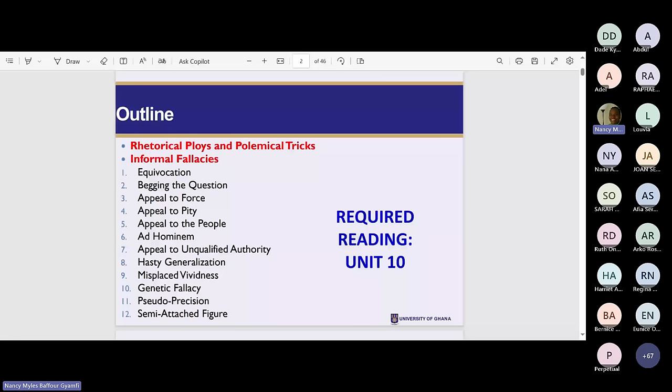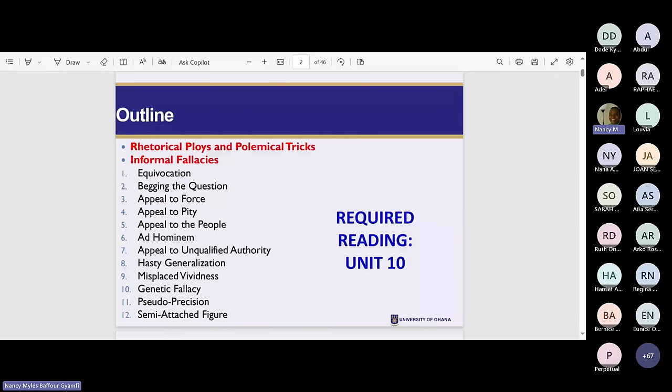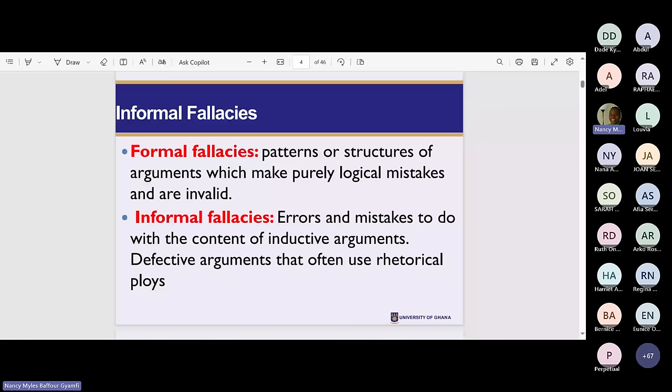We are discussing informal fallacies. That is the last topic, and we want it to be as organized and simple to access as possible. So let me just show you first and foremost, look at your screens, please, what we mean by informal fallacies.